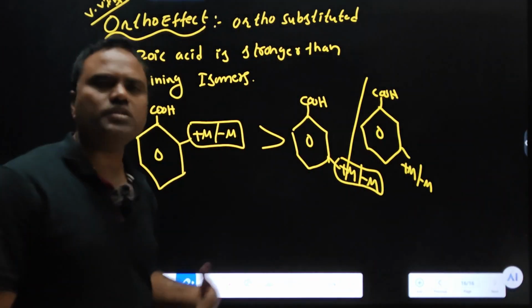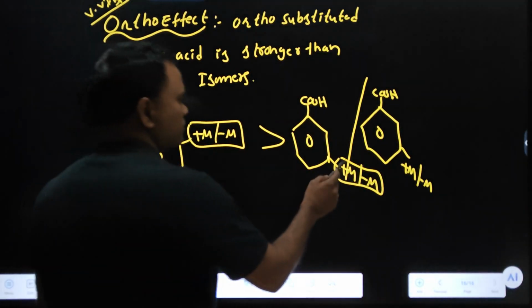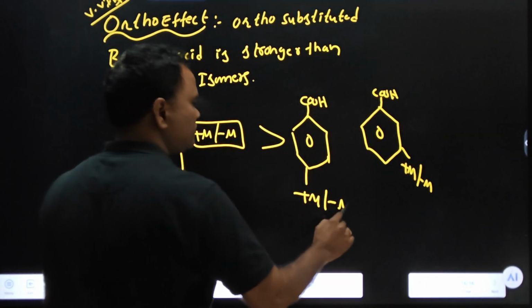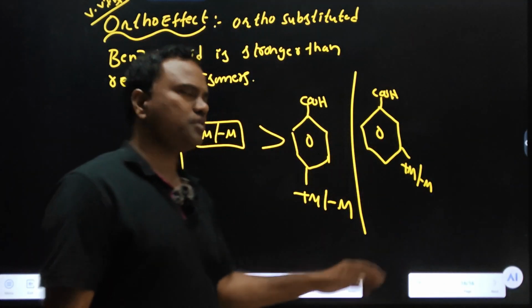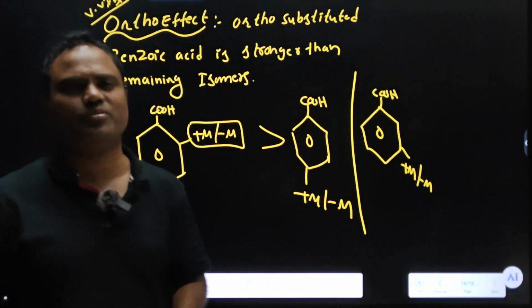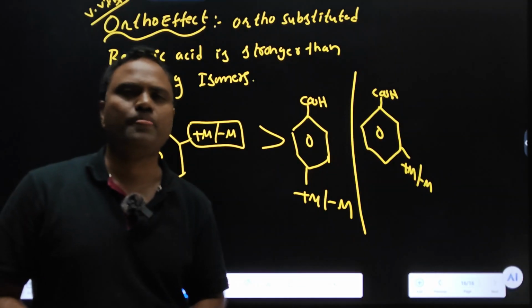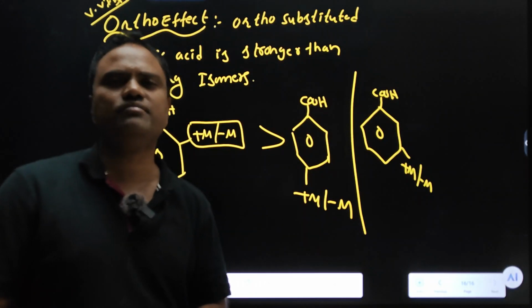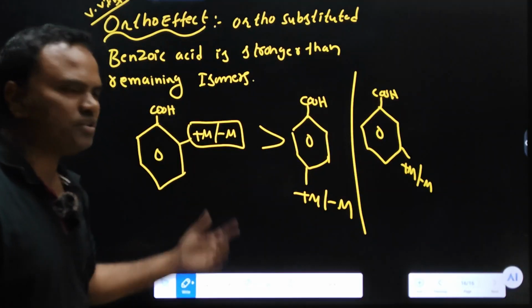Ortho-substituted benzoic acid is a stronger acid than meta or para. Para isomer, meta isomer: these two are less acidic than ortho. Very, very important. So when you get a question on benzoic acid acidic nature, first check whether any group is present in the ortho position or not. If any group is present in the ortho position, then that benzoic acid is the stronger acid. Okay, let us start the examples. First example based on the ortho effect only. Example 1.